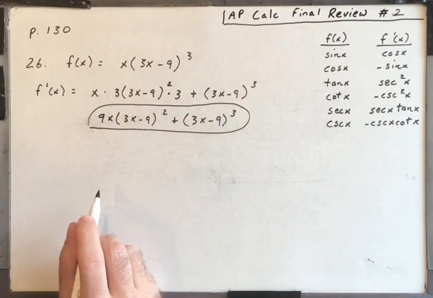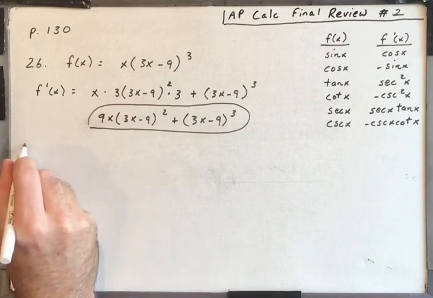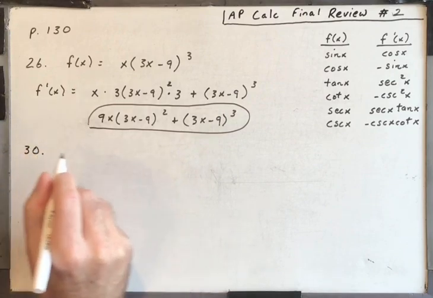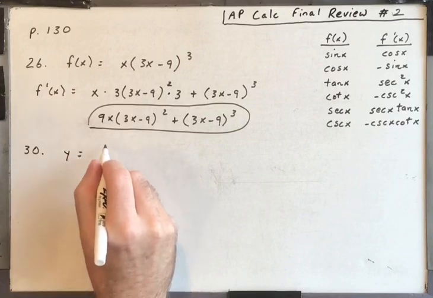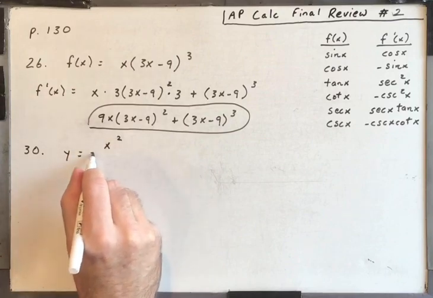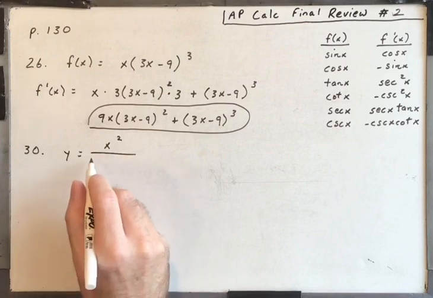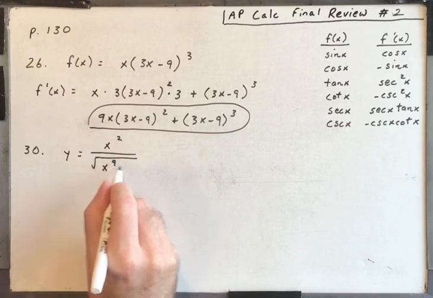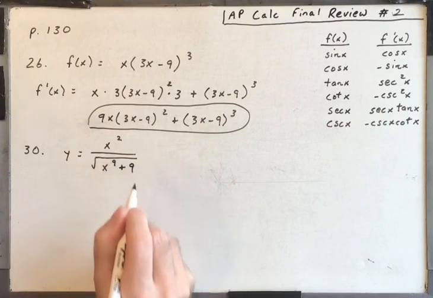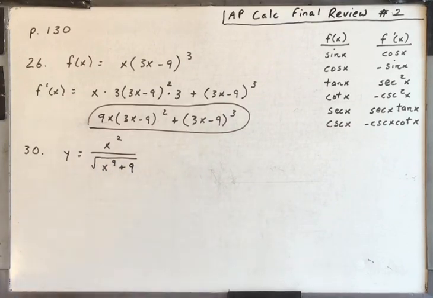All right. Let's do number 30. I think I can fit it in here. 30, we have y is equal to x squared over the square root of x to the 9th plus 9. All right, a lot of 9's there.